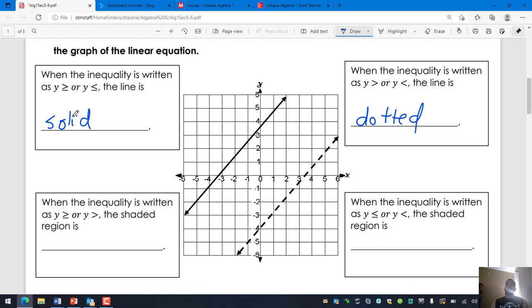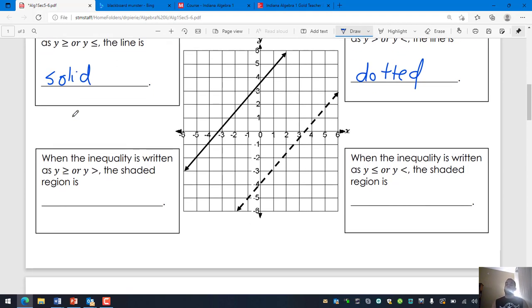A dotted line has spaces in between each little point. So as you draw with your ruler, just make sure you're putting spaces in between if you have one of these two symbols. There's a line texture and there's also a line shade. We're going to shade either above the line or below the line every single time. When the inequality is either greater than or equal to or greater than, the shaded region is going to be above the line. We're just going to color in above the line, somewhere up here for this one or somewhere up here for this one. And when the inequality is either less than or equal to or less than, the shaded region is below the line.